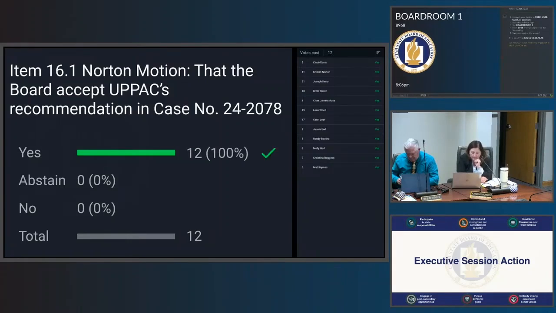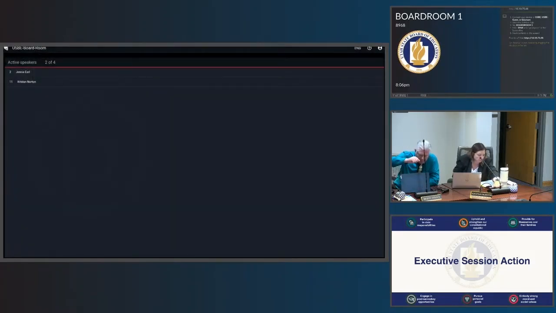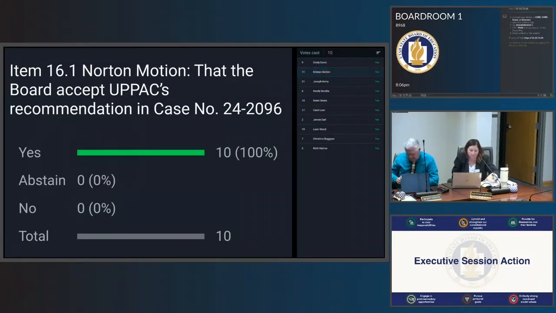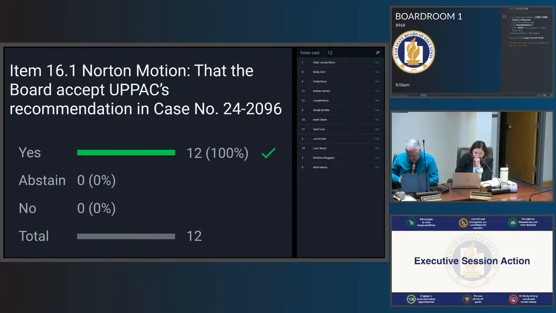In case number 24-2096, I move that the board accept UPAC's recommendation. The motion before the board is that the board approves UPAC recommendation for case number 24-2096. Go ahead and vote. Oh my goodness, we're missing one. Board Member Bogus, I'm kidding. Who are we missing? Okay, it passes unanimously. So, I think that's it on the motions, correct? Yeah.